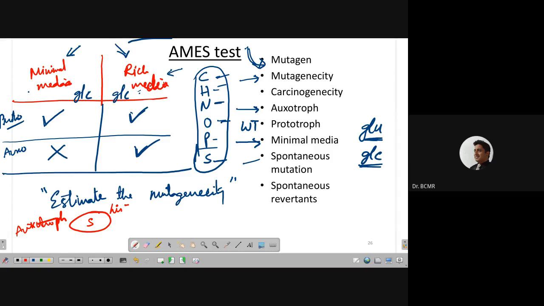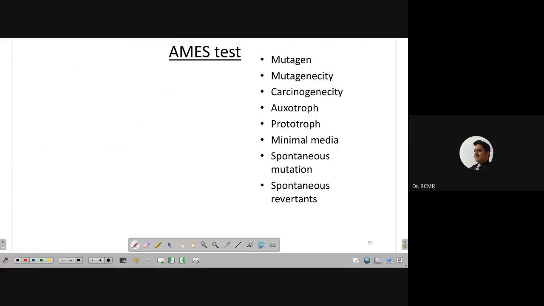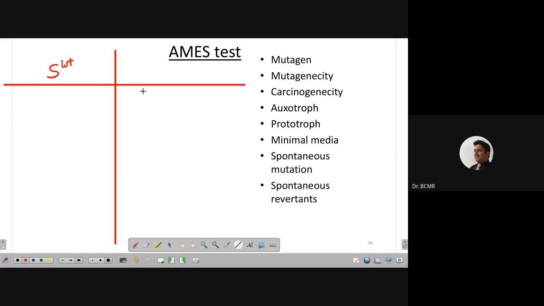So I will give you a comparison. I'll try to use this space, so let's do it this way. I have Salmonella, which is wild type. I'm just putting it like that for ease of understanding. The other one is Salmonella His minus. This first one, the wild type, is the prototroph, whereas His minus is the auxotroph.